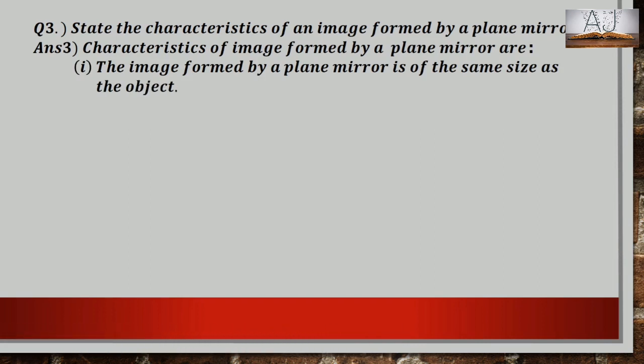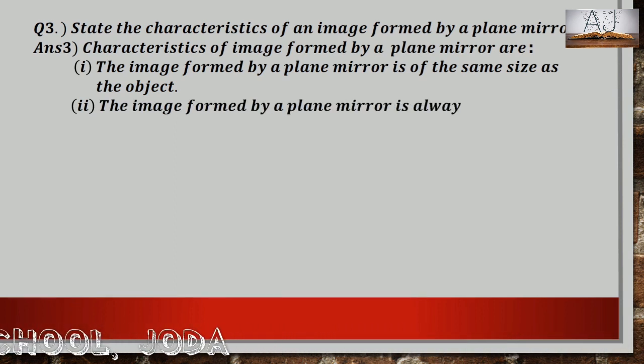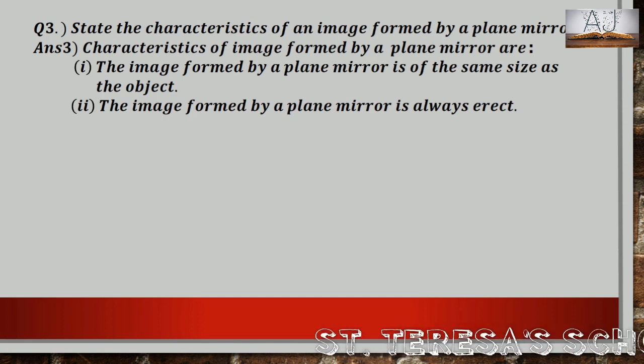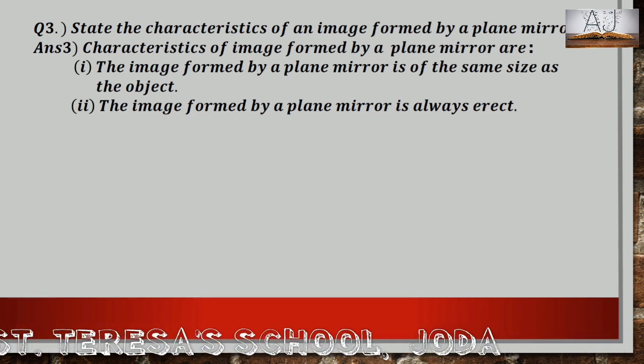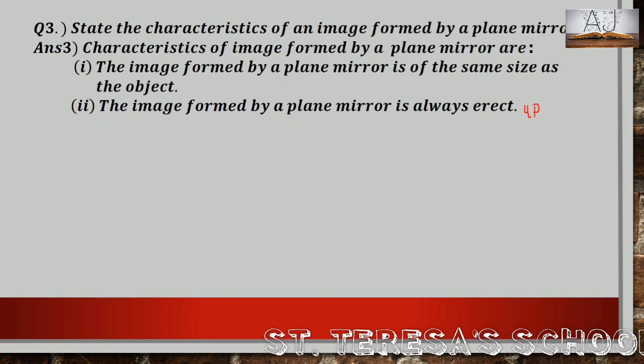The image formed by a plane mirror is of the same size as the object. That means whatever is the size of the object, the same is the size of the image. It's neither big nor small. The image formed by a plane mirror is always erect. Erect means upright, सीधा. It's not inverted, उल्टा नहीं, सर नीचे पैर ऊपर नहीं होता. Erect is also called upright.